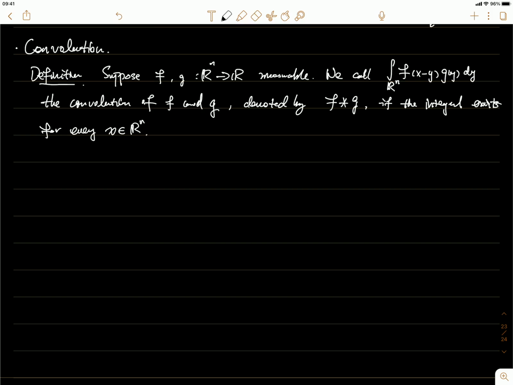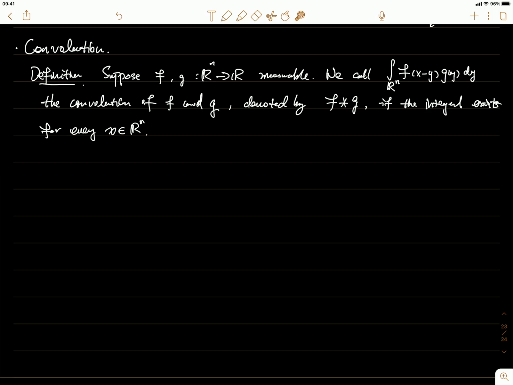Okay, now we cover the last section of this chapter. It's about the convolution of two functions. So the definition of convolutions is given as follows. Suppose we have two functions, f and g, and they are measurable functions defined over the Rn.